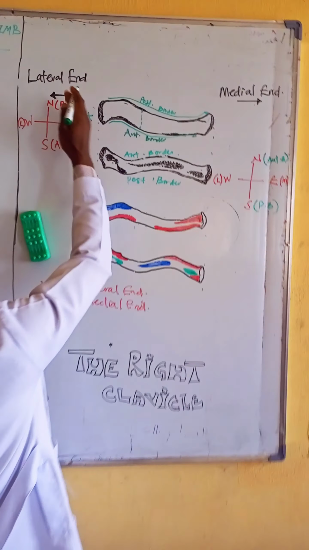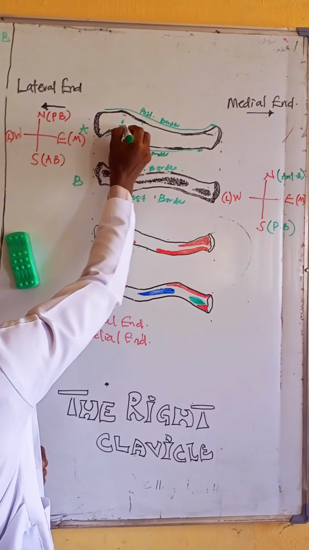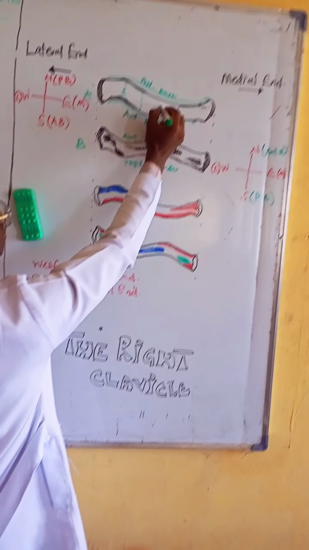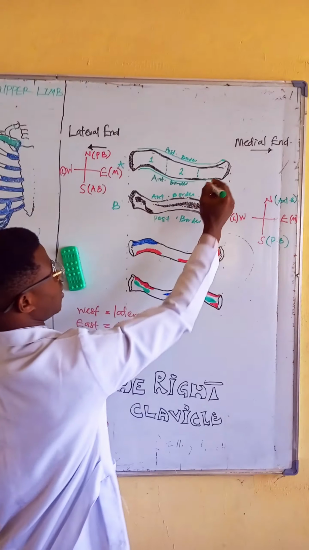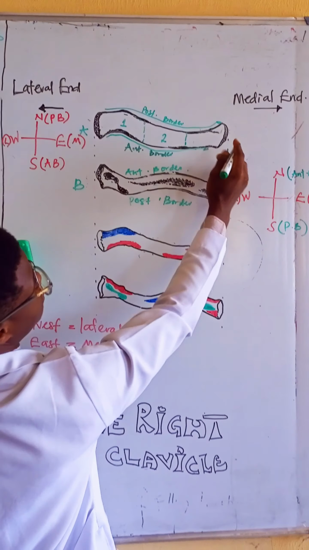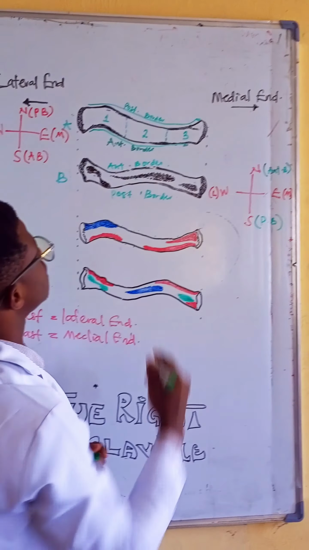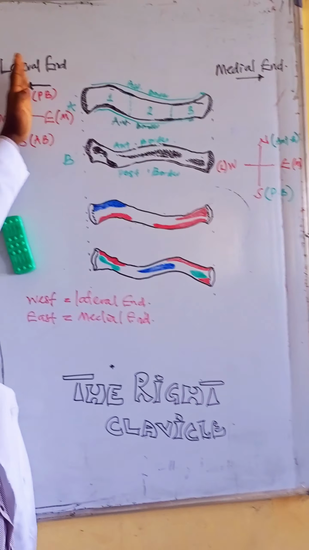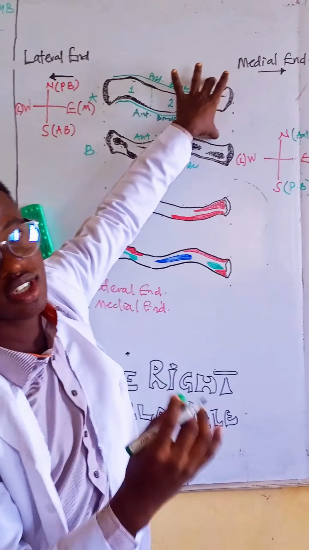This is the lateral end, so it will be having a share of one. And this is the middle part, two, and then the most medial part, which is the medial end, which is having three. So they are all having equal shares. Here is having share one, this one is having share two, and this other one is having share three.